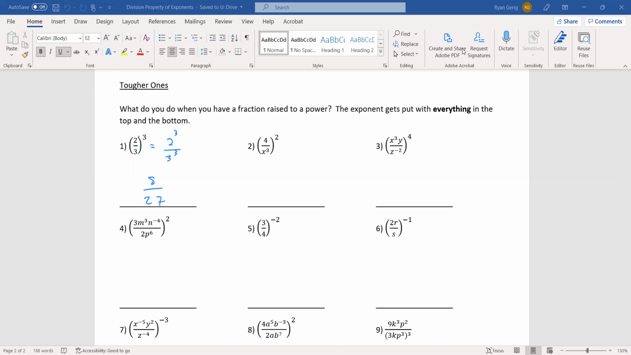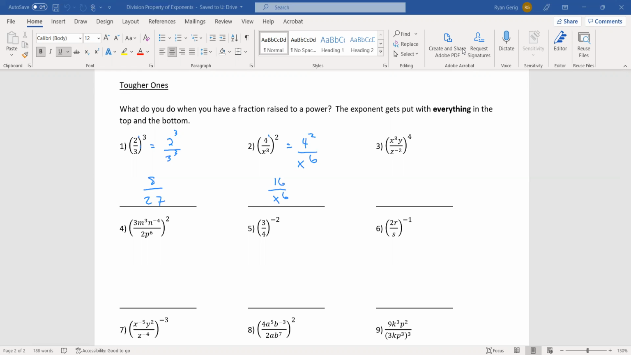All right. Number 2, 4 has an exponent of 1. X already has its exponent there. So now I'm just going to multiply each exponent by 2. So 1 times 2 is 2. 3 times 2 is 6. And just simplify everything from there. 4 squared is 16. X to the 6th is just x to the 6th.